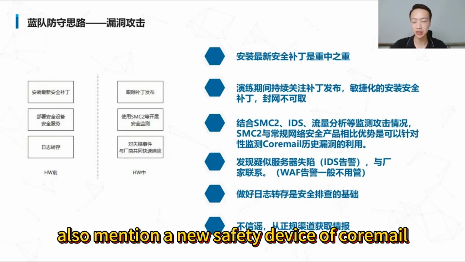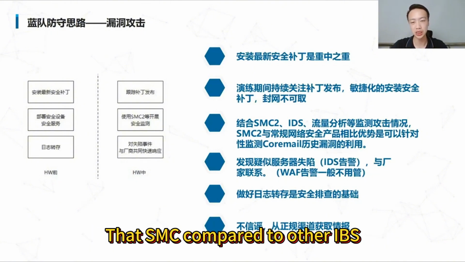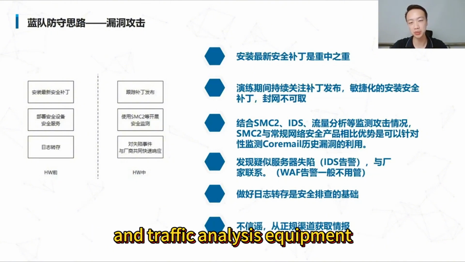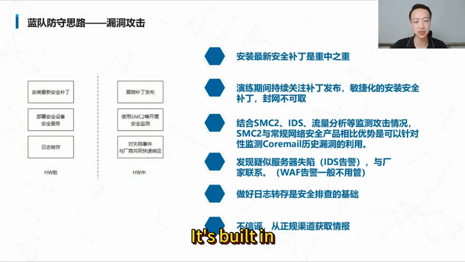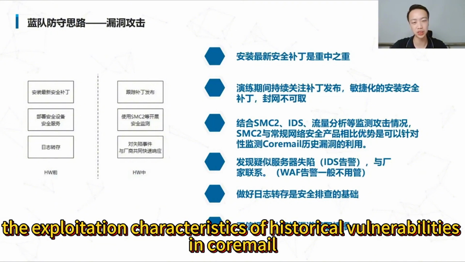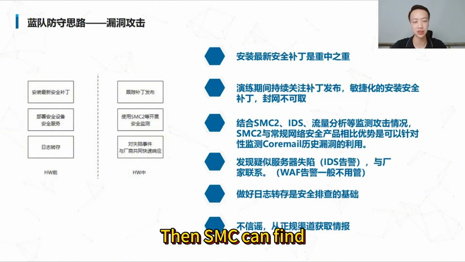Here, I also want to mention a new safety device of Core Mail. It is the SMC, the Safety Management Center. Compared to other IPS and traffic analysis equipment, SMC has a unique advantage. It has built in the exploitation characteristics of historical vulnerabilities in Core Mail. So when attackers take advantage of historical vulnerabilities in Core Mail to attack, SMC can find it, and other devices are hard to find.